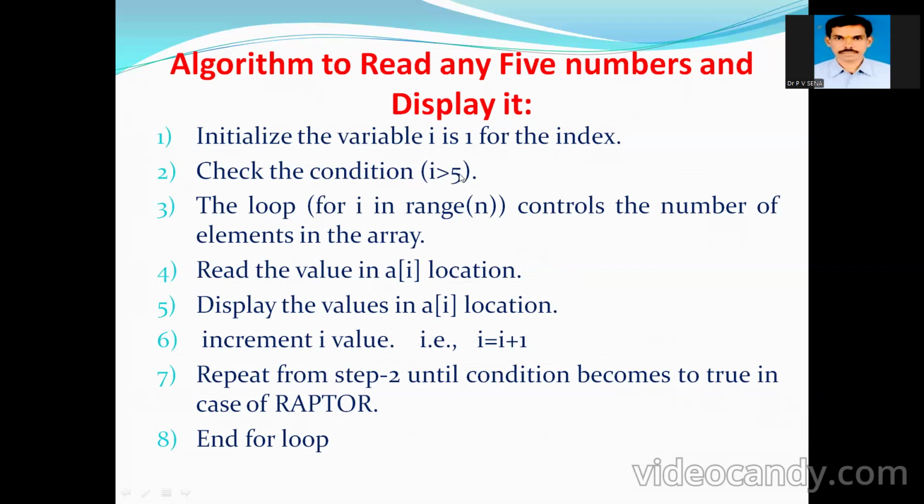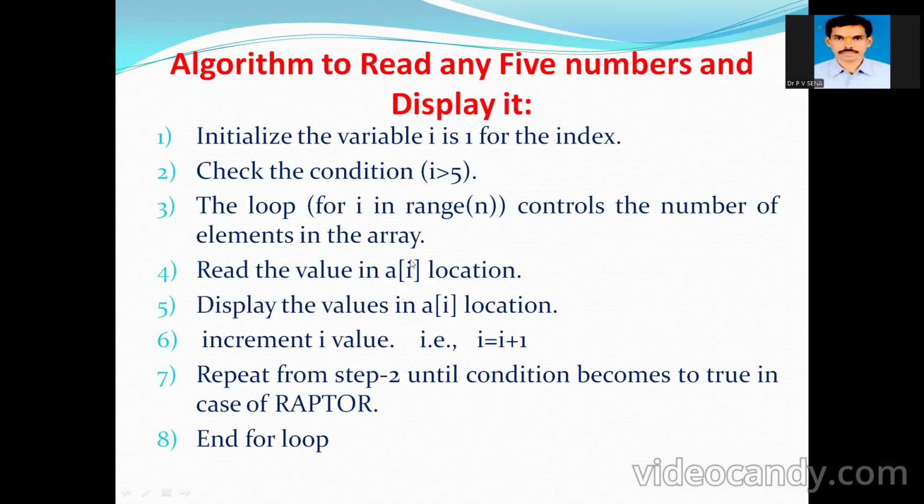In Raptor, the loop executes only when the condition is false. In the remaining programming languages, the loop executes only when the condition is true. The loop controls the number of elements in the array. So read the values in A of ith location, and display the values in A of ith location.